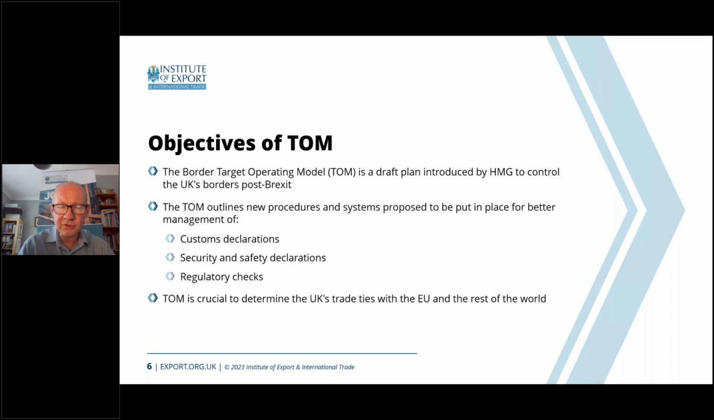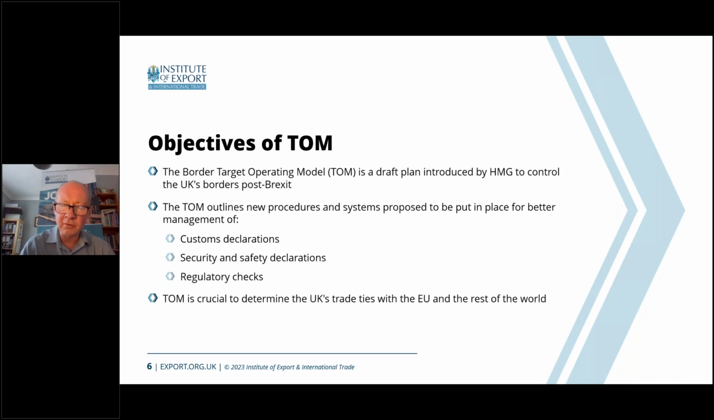Just to summarize some of the objectives of the target operating model, it is a draft plan, and as indicated, subject to consultation, and the final plan is probably going to be issued around mid to late June. It covers procedures and systems with regard to customs at the border, safety and security declarations, but also regulatory checks and certification. And yes, it's crucial to determine the UK's trade ties with the EU.